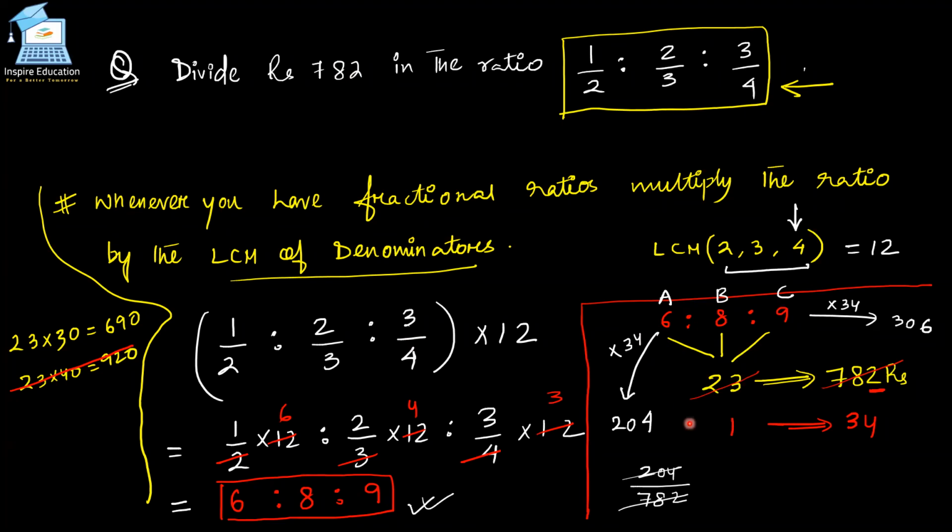But no, the total is not 23. According to the question, the total is 782. So 23 is somehow equivalent to 782. So how is 23 equivalent to 782? 1 is equivalent to 34. Means if we multiply 23 by 34, we will get 782. Means if we multiply all these ratios by 34, we will get the original values. So multiply all these numbers by 34, you will get the original values. Done.